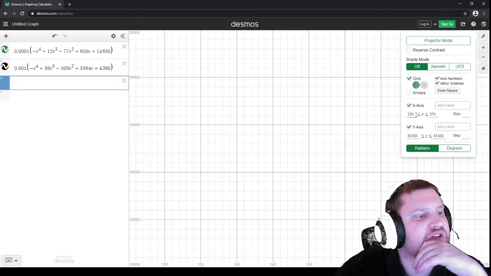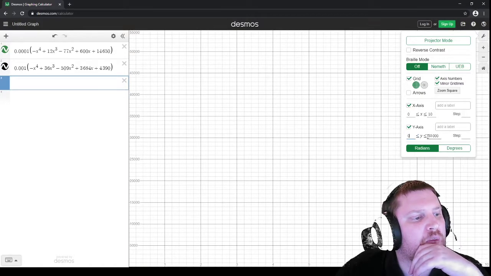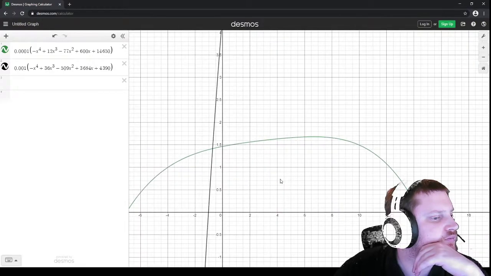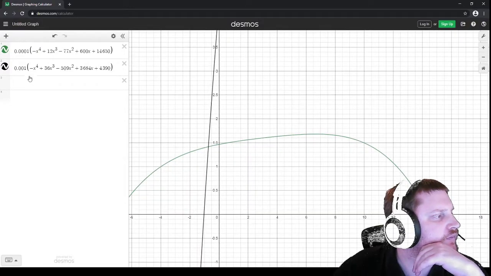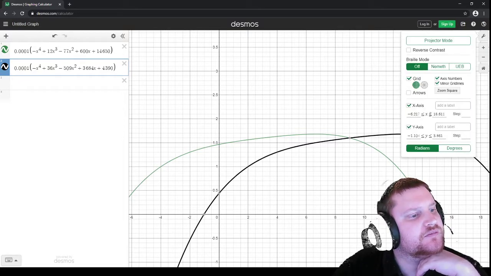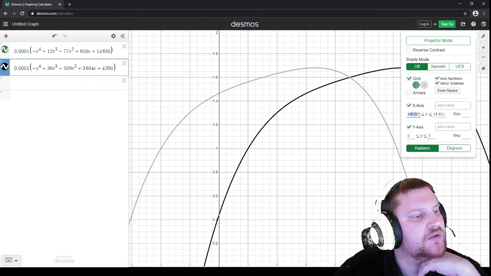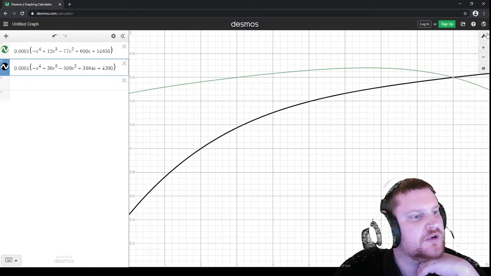They say use t, which is our x-axis, from 0 to 10. And they recommend 0 to 2 for our y-axis, which they're calling r. Oh, I missed a 0. That explains it. Okay. 0 to 2, 0 to 10. All right.